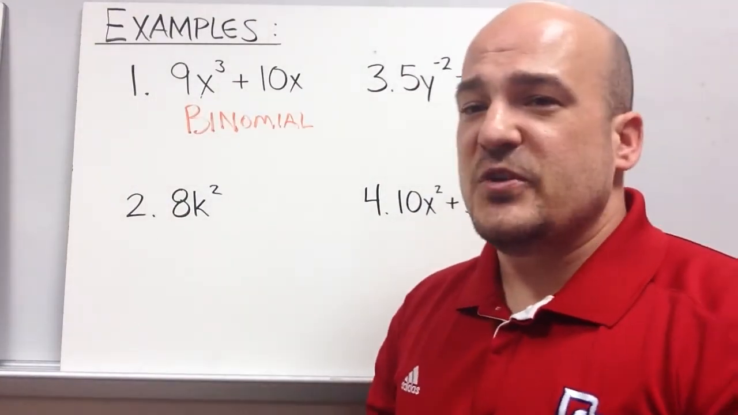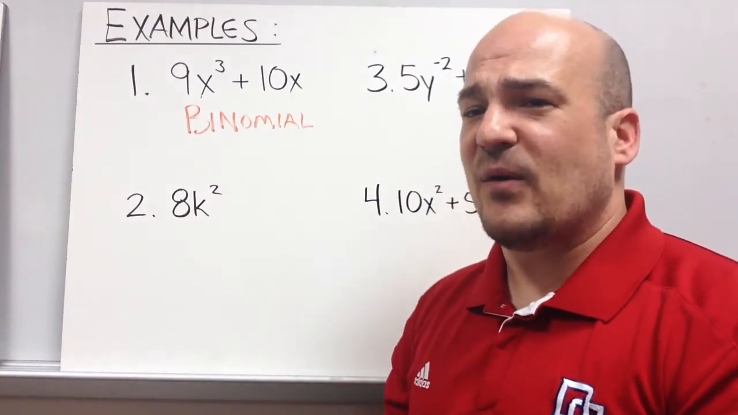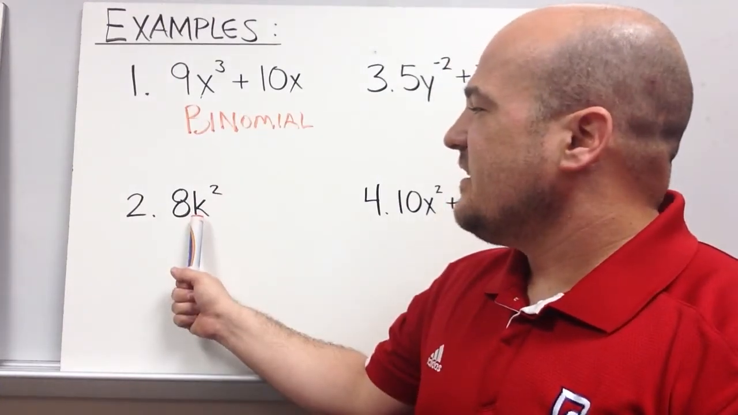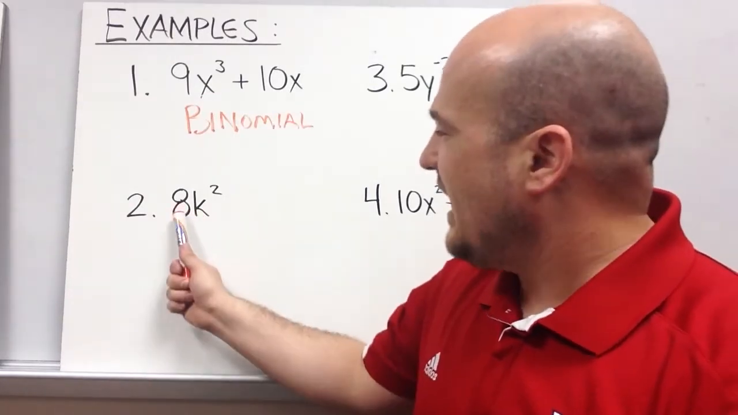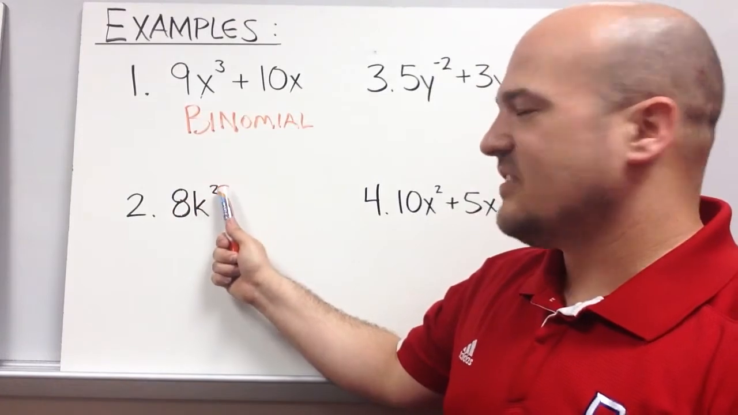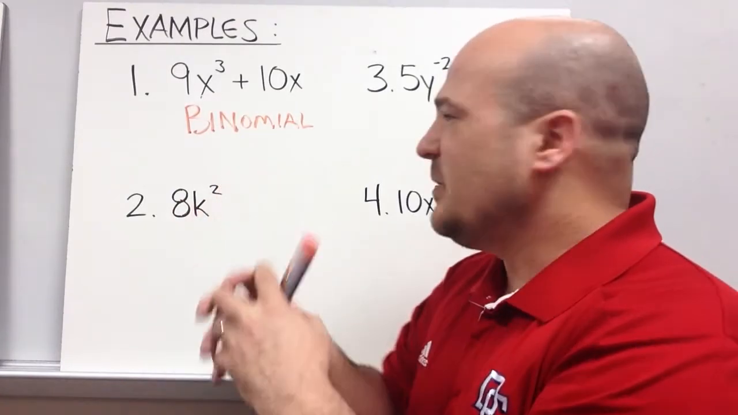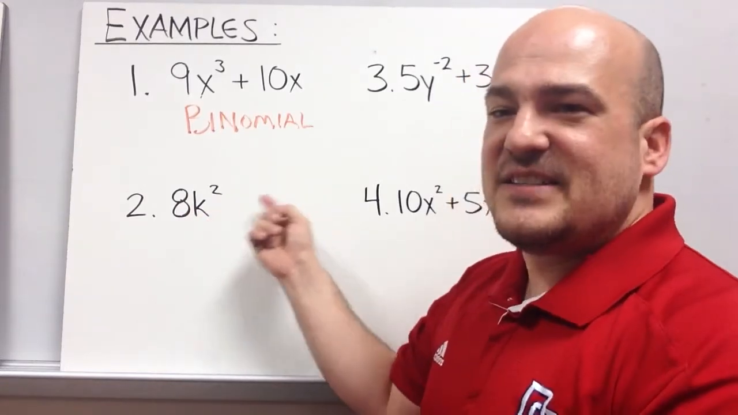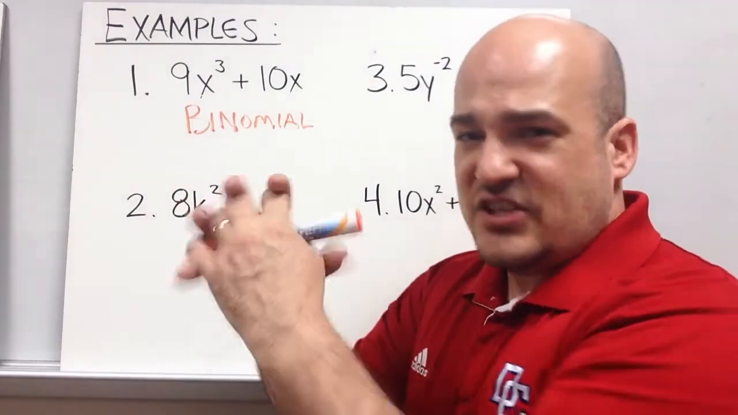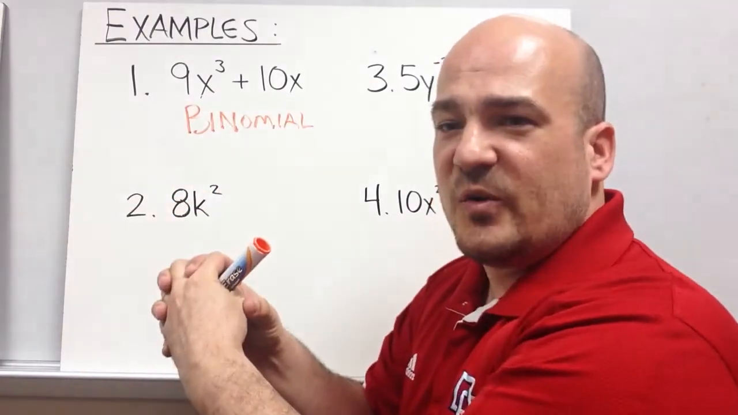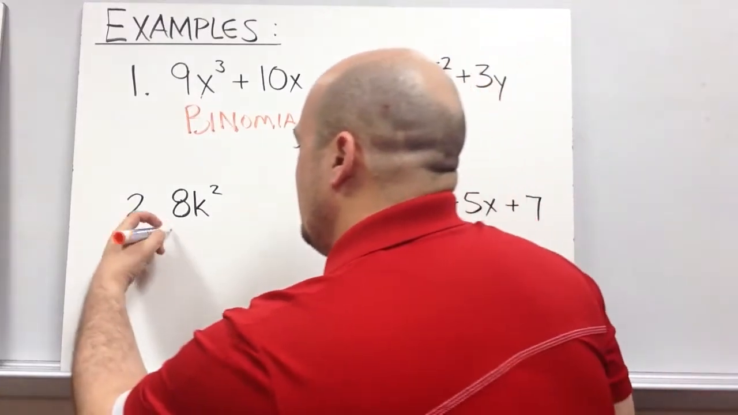Let's take a look at number two. We've got 8k squared, 8k to the second power. Looking at this, there's only one term there. I know some of you may think, well, there's an 8, and there's a k, and there's a 2, so is that three terms? But no, it's only one term, because each term has to be added to something else. If they're all just multiplied together, then that's just one term. They're all grouped together, 8k squared. So that's a monomial.